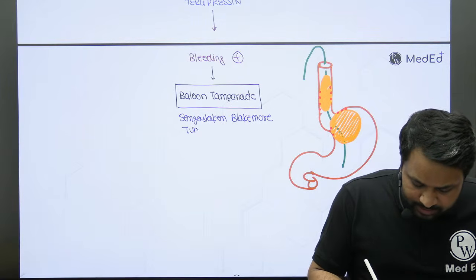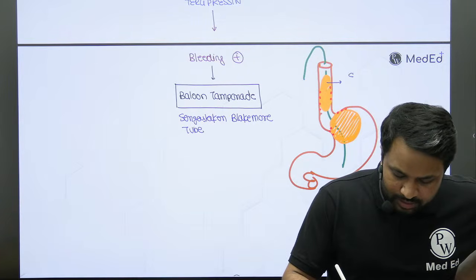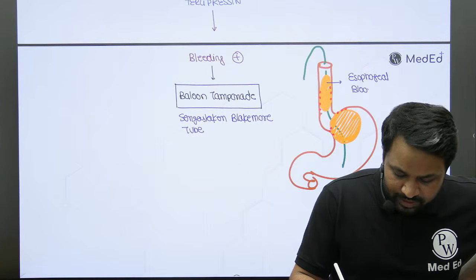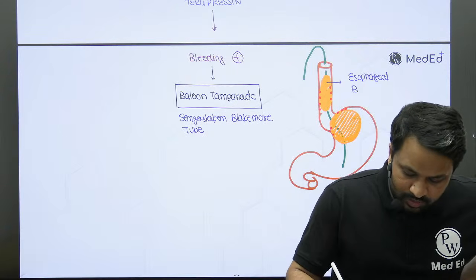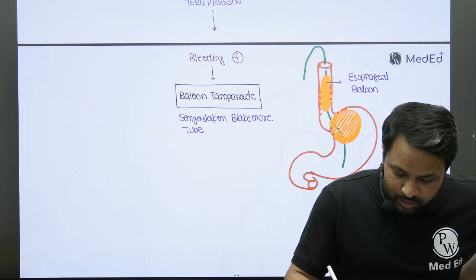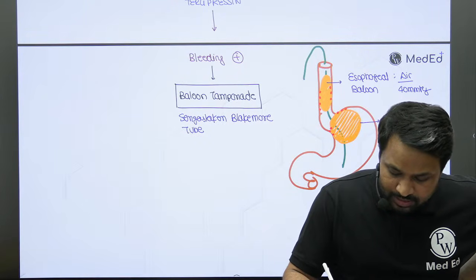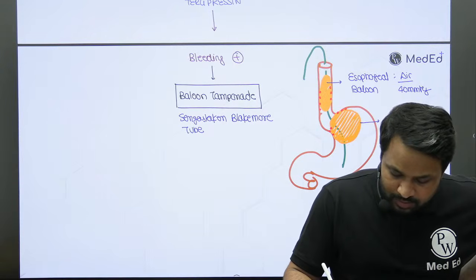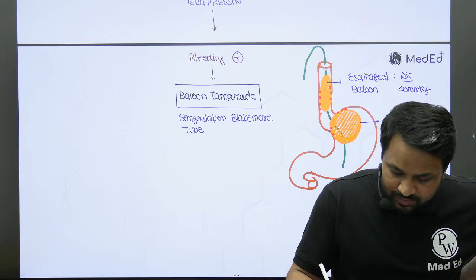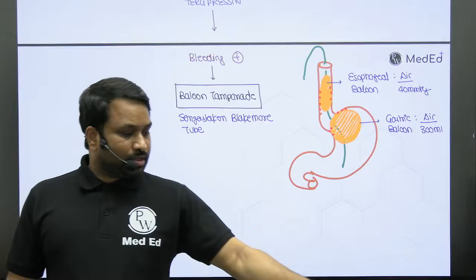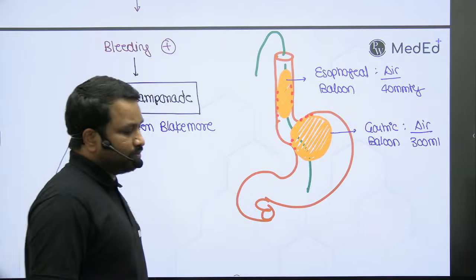Now, in the Sengstaken-Blakemore tube, you can see there are 2 balloons. This is your esophageal balloon. The esophageal balloon is going to be inflated with air, with 40 millimeters of mercury pressure. This is what we call the gastric balloon. The gastric balloon is also inflated with air, but this time it is going to be inflated with 300 ml, the volume of air which is pumped in here. So balloon tamponade will be tried in order to stop the bleeding.